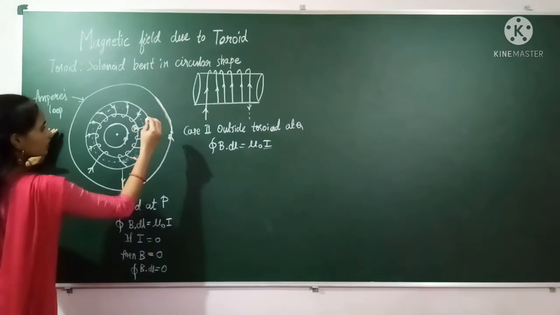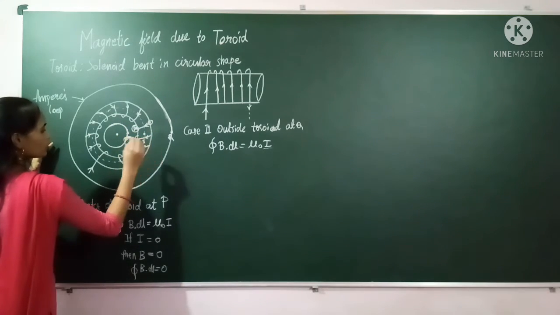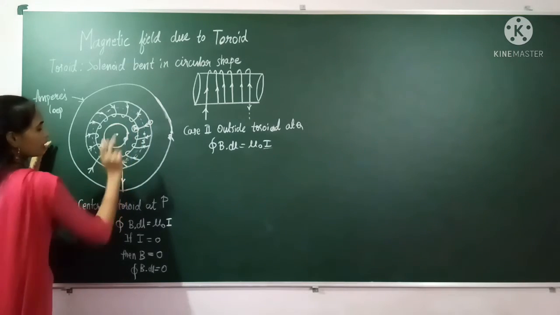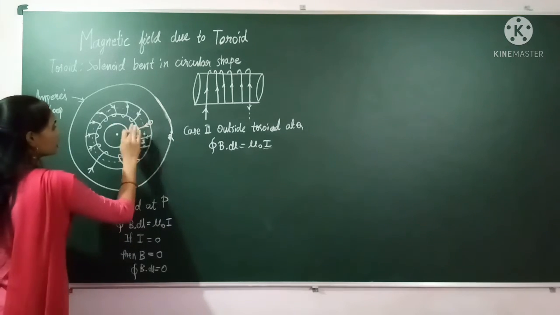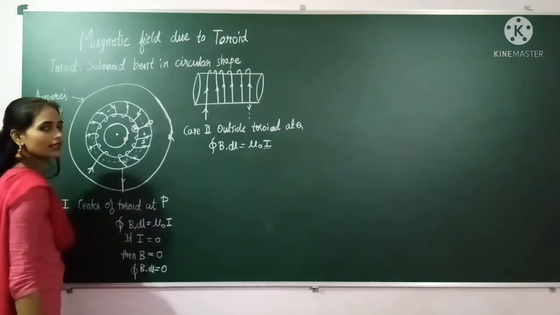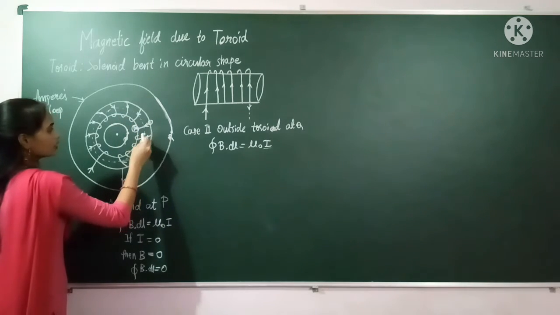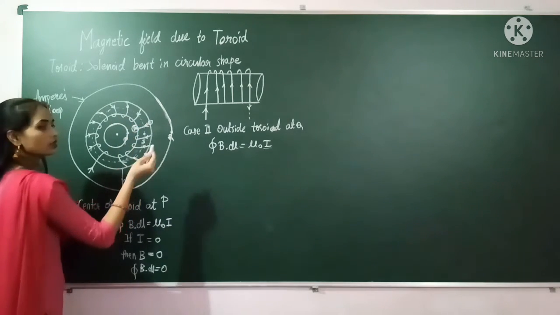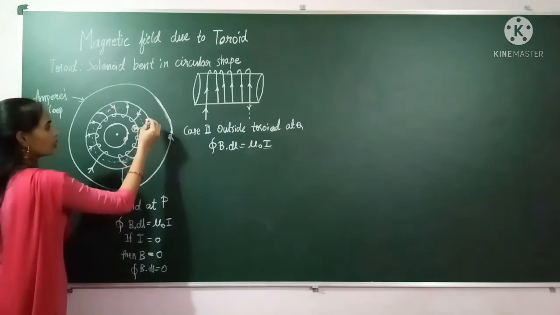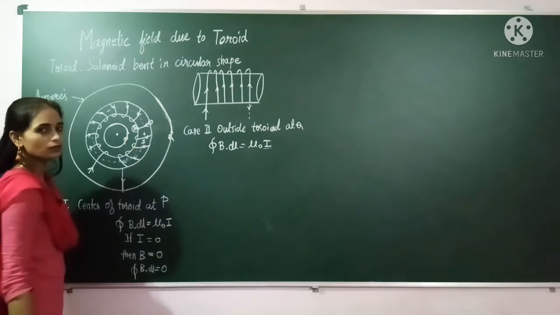Current is coming outward, going inward, coming outward, going inward. So in all these cases, one current is coming outward and one current is going inward. So in this case, one current we take as positive and the other current as negative. If you take the total net current, both will cancel, because one current is positive and the other is negative, since one is coming outward and one is going inward. So for that, net current will become 0.